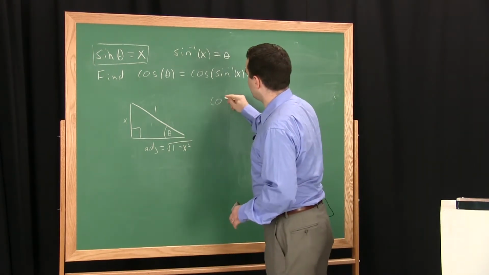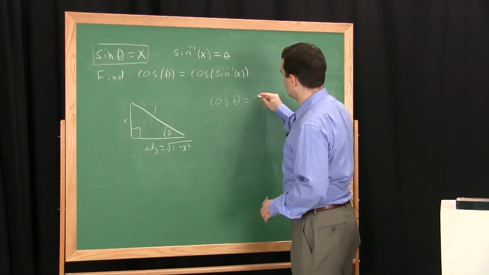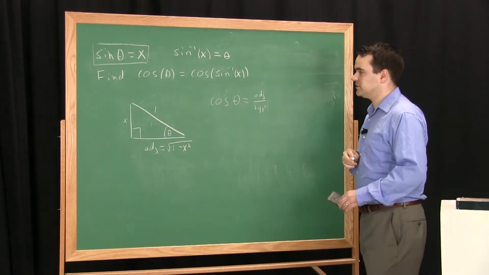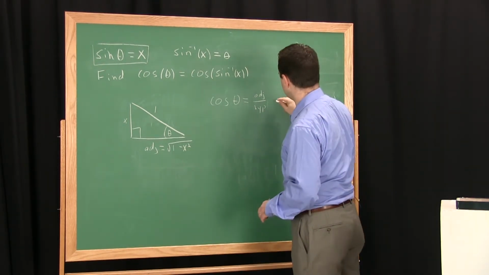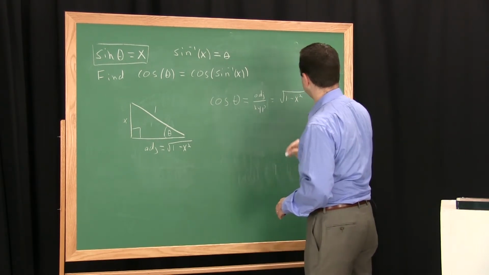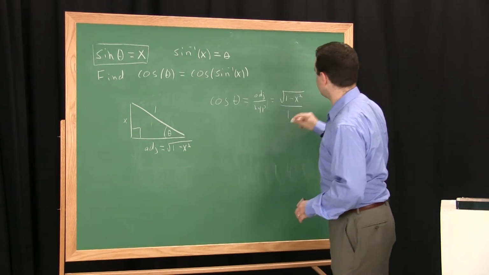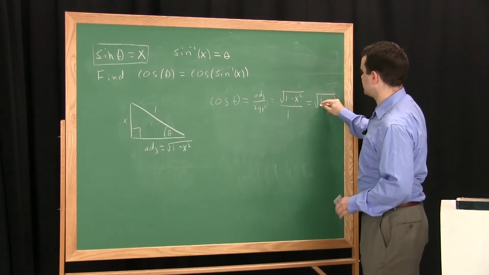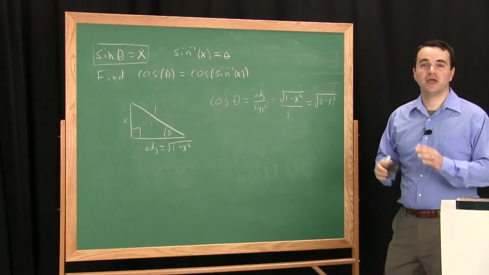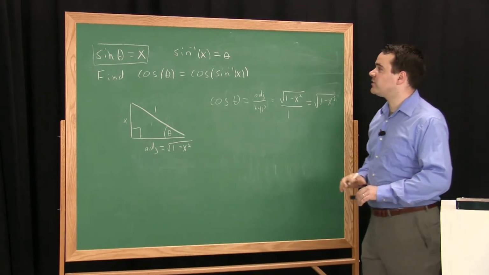So I just want to work out what's going to be cosine theta. And I know that has to be adjacent over hypotenuse. So my adjacent side here is going to be square root of 1 minus x squared. And my hypotenuse, that's just equal to 1. So I just divide that by 1. Of course, that's the same thing as just saying the square root of 1 minus x squared. And you might look at that and you might say, wait a minute. I know another way to do this.